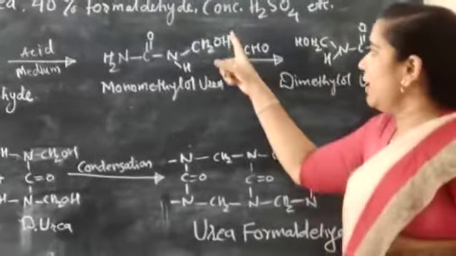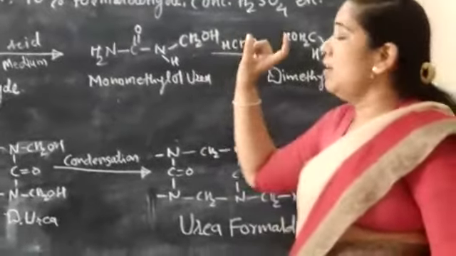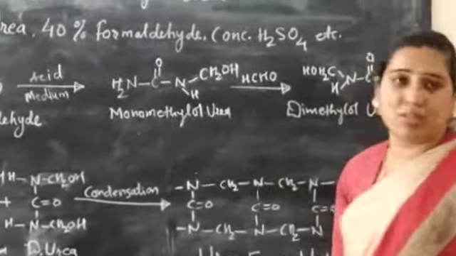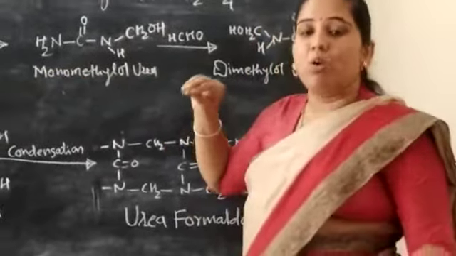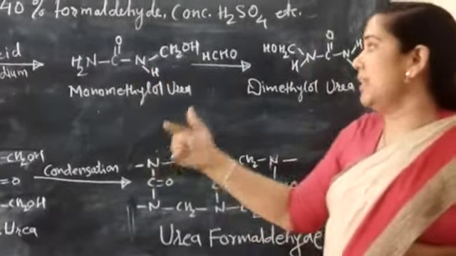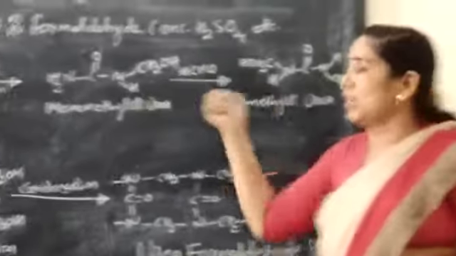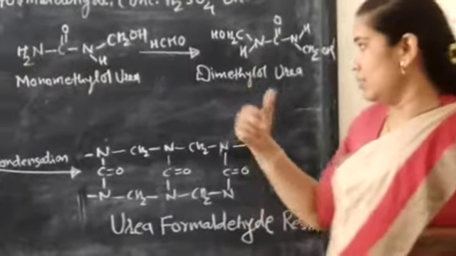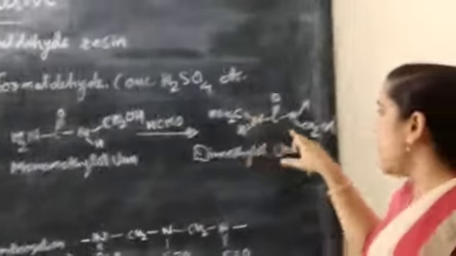In this way a methylol type of group is formed, attached at the nitrogen. So one of the hydrogens now becomes CH2OH. So it is called a monomethylol, because only a single hydrogen from this amino group is replaced by a methylol group. Such a reaction is possible a number of times whenever there is an excess of formaldehyde. So if excess formaldehyde is used, it becomes dimethylolurea.